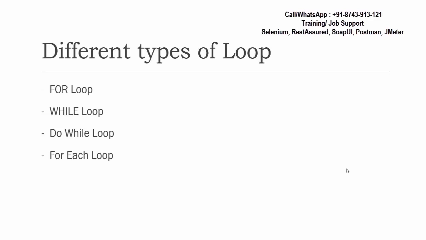In the previous session we have seen for loop, while loop and do while loop. Now I'll show you the next type of loop, which is the for each loop. We also call it the advanced for loop.